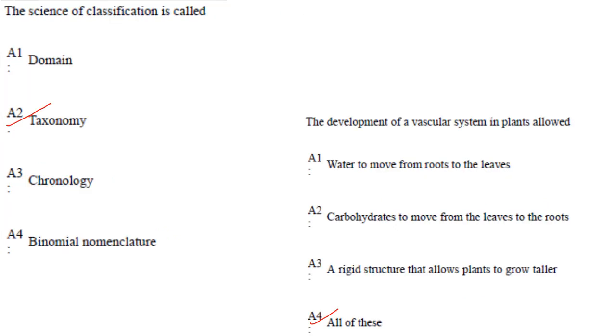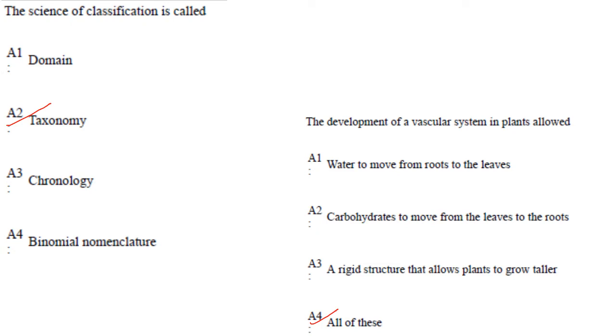The science of classification is called taxonomy. Answer is option 2. Then next one. The development of vascular system in plants allowed water to move from roots to the leaves, carbohydrate to move from the leaves to the roots, and a rigid structure that allows plants to grow taller. So vascular plants are able to grow higher than other plants due to the rigidity of the xylem cells which support the plant. So that is correct.